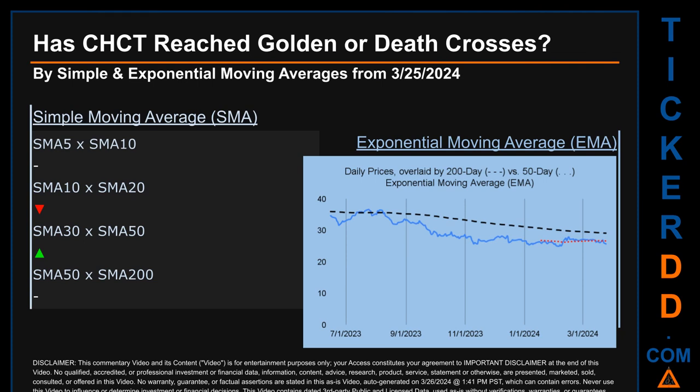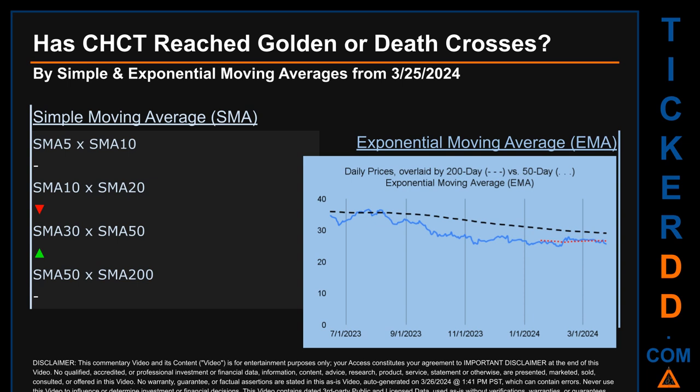For example, 5-day versus 10 trade days. Essentially, a golden cross is a bullish signal. It appears when a ticker's short-term moving average crosses above its long-term average. Vice versa, a death cross is a bearish signal when the short-term crosses below its long-term moving average.